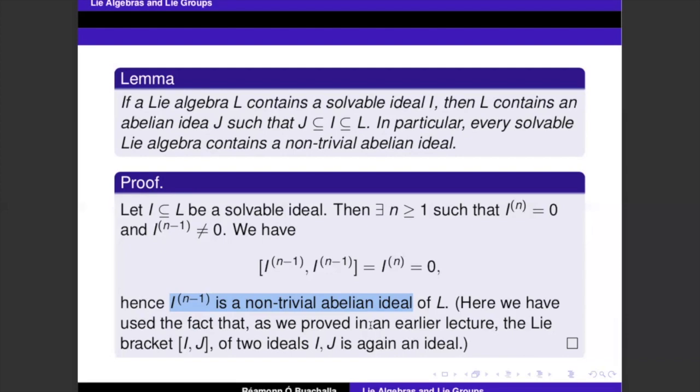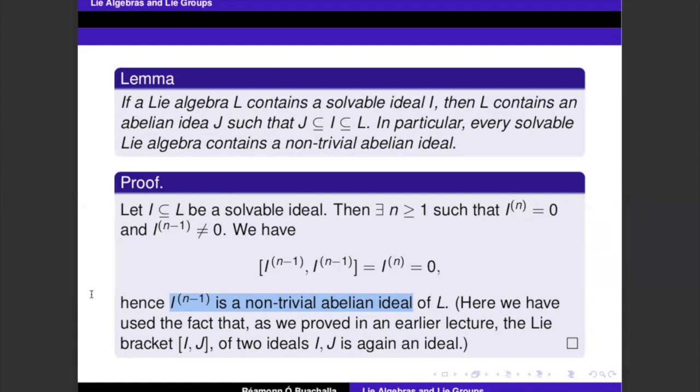So the first term in the derived series is just going to be the Lie bracket of I with itself. This is the Lie bracket of two ideals inside L, hence the first term is going to be an ideal inside L. And then we iterate again. The second term is the Lie bracket of one ideal with itself, so that's again an ideal inside the larger space L, and so on and so on. So eventually we know that all of the terms in this derived series are going to be ideals inside the larger space. All right, so a solvable ideal always contains an abelian ideal.